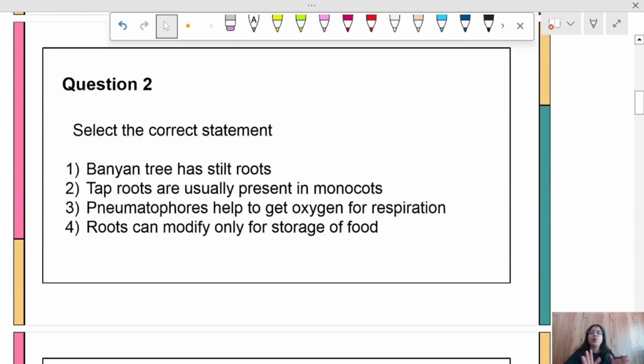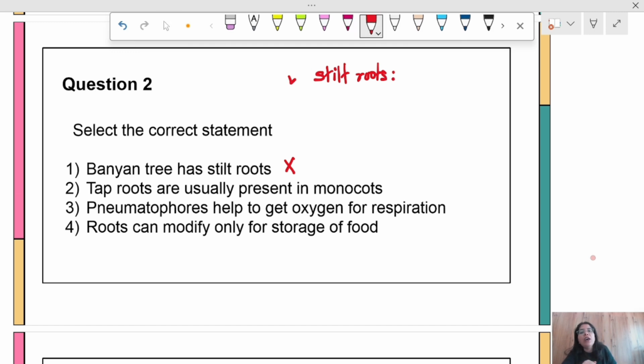Okay, then second question. Select the correct statement. Banyan tree has a stilt root. This is absolutely wrong. Can you tell me about stilt roots, or at least examples of stilt roots? These are the supporting roots which come from the nodes present near the base of the stem, right?